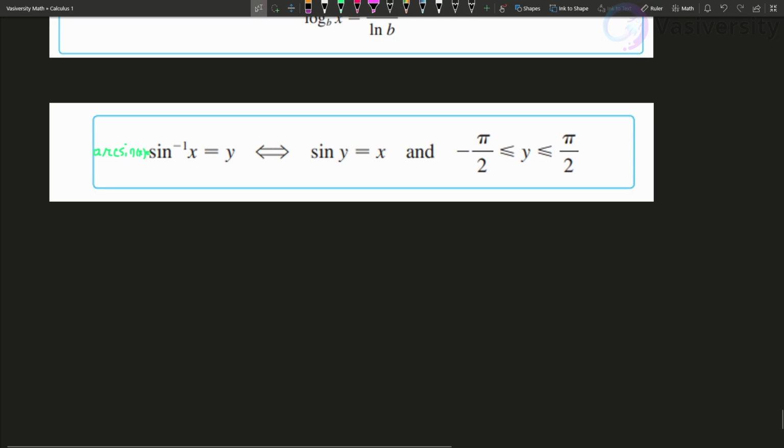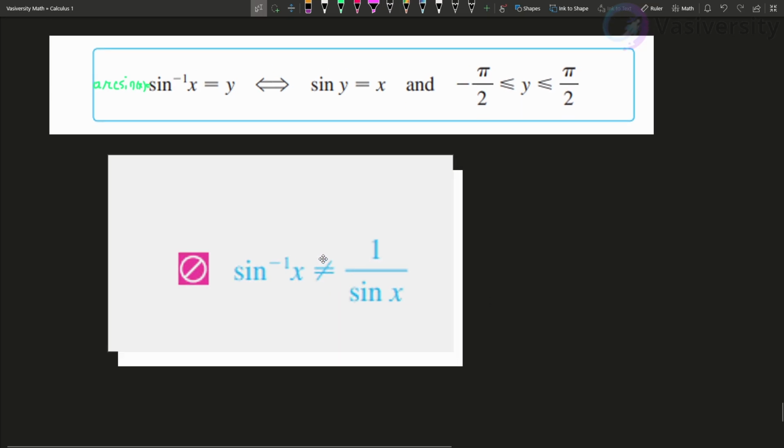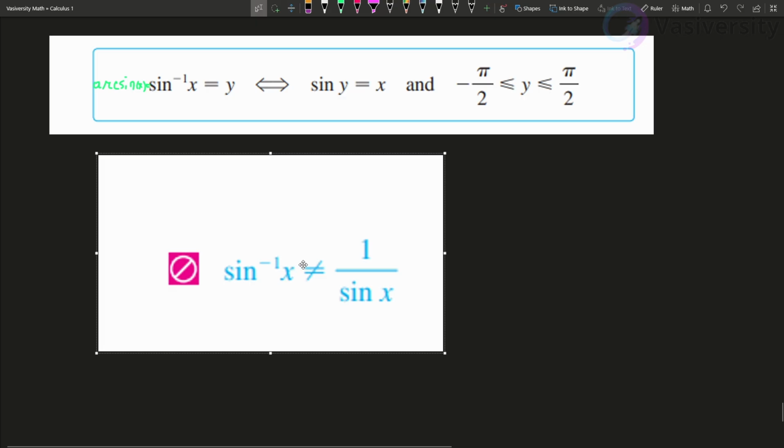One of the very key things for students to not miss is the following. Sine to the -1 of x is not equal to 1 over sine x. This is an inverse, right? Not a fraction. So keep that in mind.